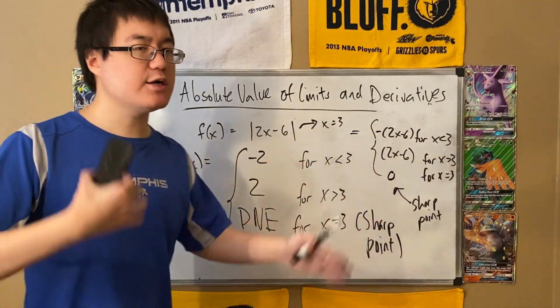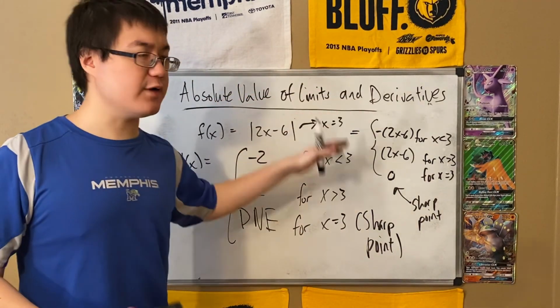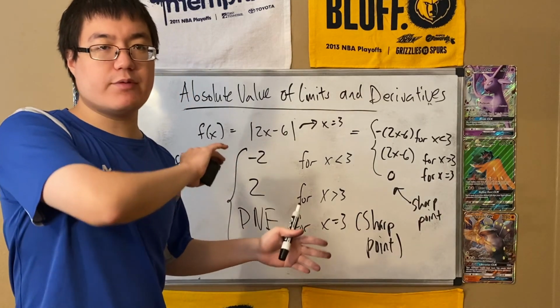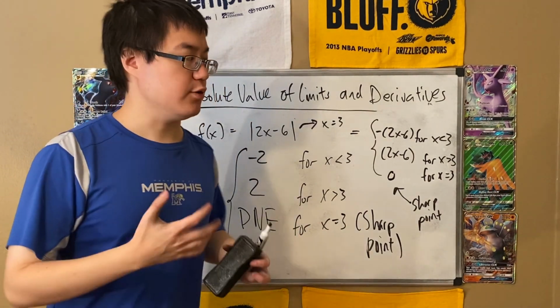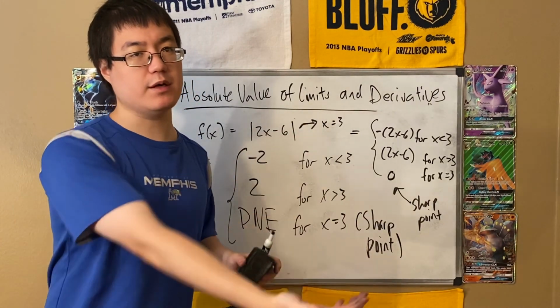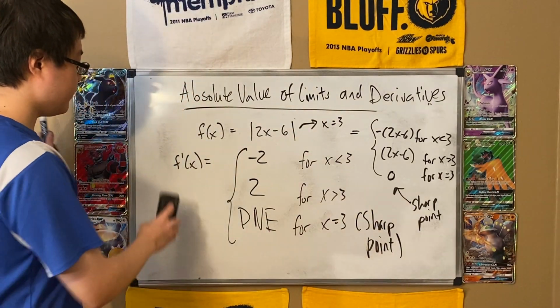Again, it's the same strategy as with limits: splitting up the function into individual pieces so that we can get rid of the absolute value bars. And then when we get rid of absolute value bars, usually the question becomes easier, whether that be a limit or a derivative. Let's do one last one.